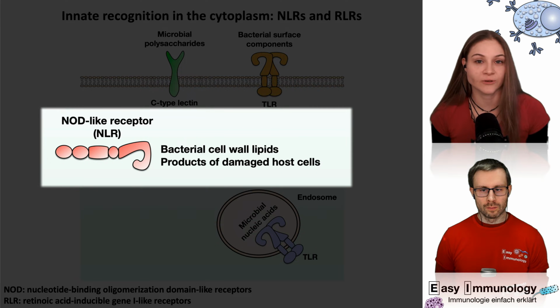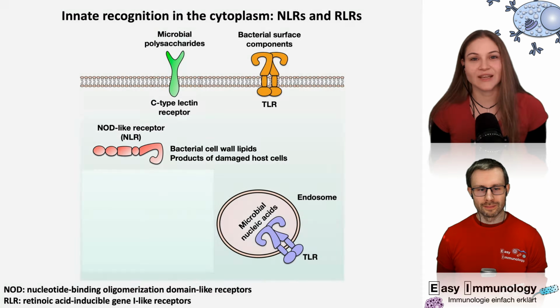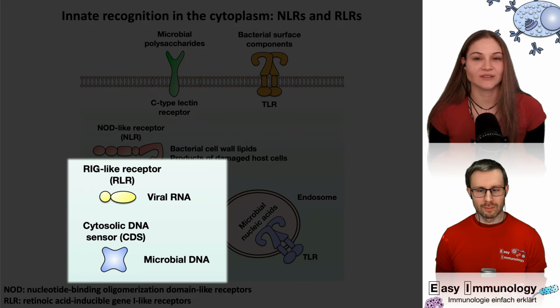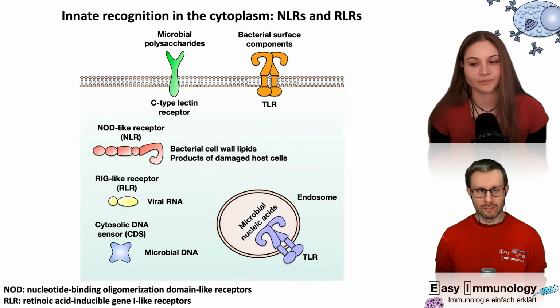activates the immune cell really strongly and also leads to the secretion of inflammatory cytokines, which are small signal molecules to also inform other immune cells that there's something dangerous going on. Next to the NOD-like receptors, we have also the RIG-like receptors. They can detect viral RNA. And there's also another form, the microbial DNA sensors. They are called CDS, cytosolic DNA sensors. And they are, for example, important to detect Ebola viruses.